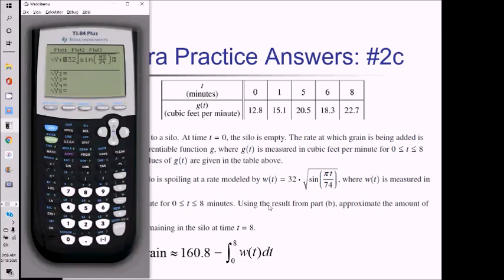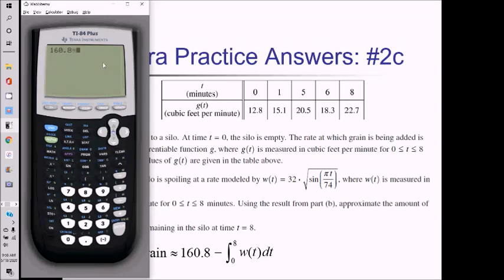Now, in order to do this efficiently on the calculator, I'm actually going to enter W of t in my y equals as y1. That way, I don't have to retype this whole thing if I want to use it again. So now let me quit out of there.